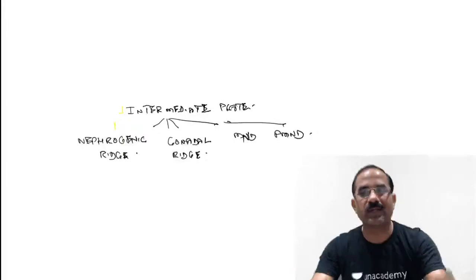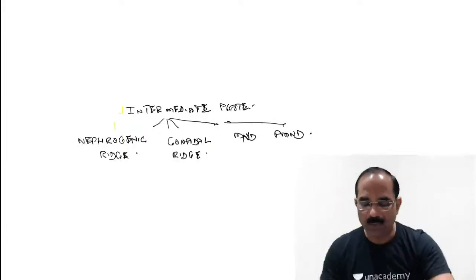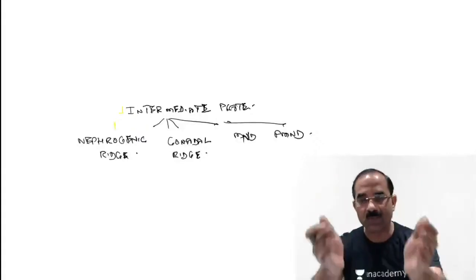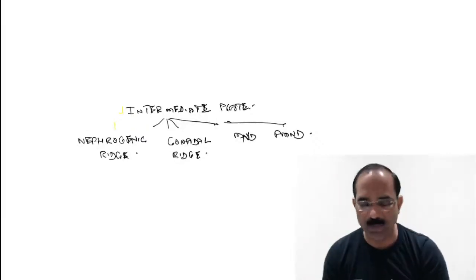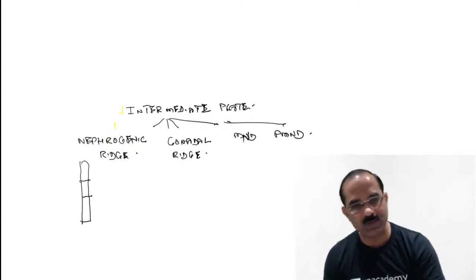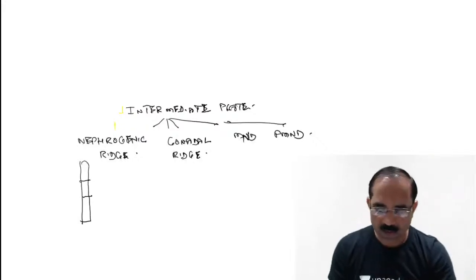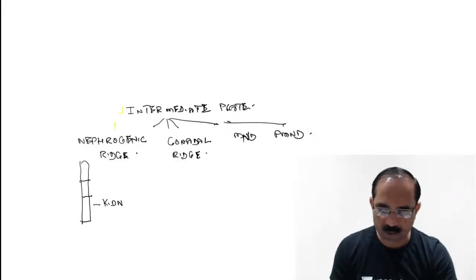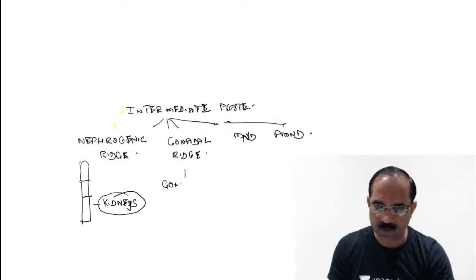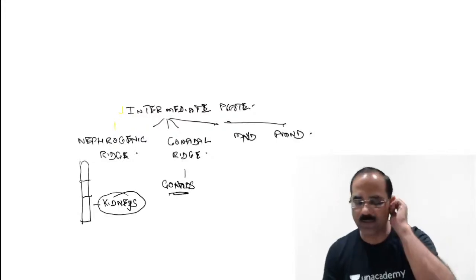The name itself suggests it is mesoderm. That means all this is going to be mesodermal in origin. Now this nephrogenic ridge, you must be knowing, divides into a pronephros, mesonephros, metanephros. So this will give rise to the kidneys. The gonadal ridge will give rise to the gonads, the testis and the ovaries.